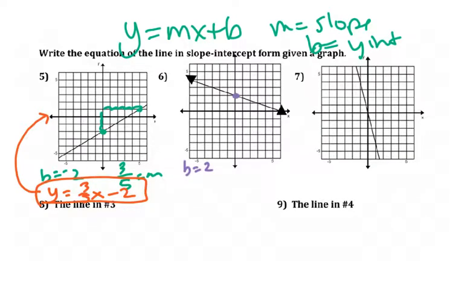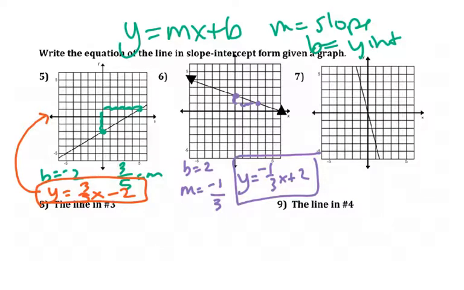Number 6, my y-intercept is +2. My slope is negative. I can see that it's going down, and so I know that my slope is going to be a negative number. I'm going to go down 1, and I'm going to run 3. So my equation is going to be y equals -1/3 x plus 2.